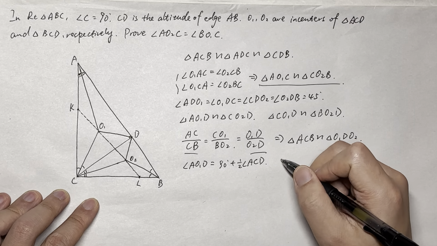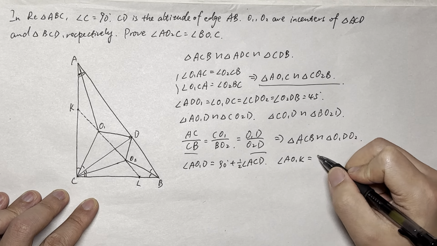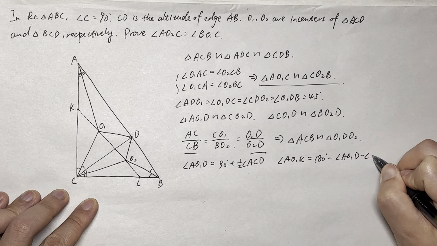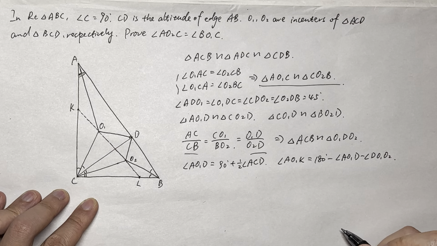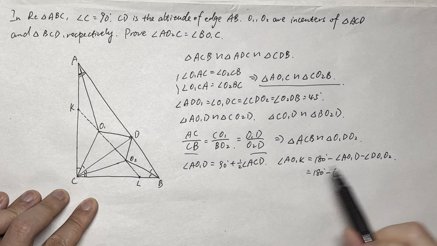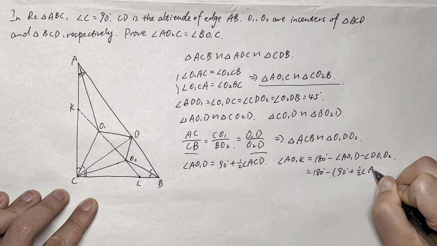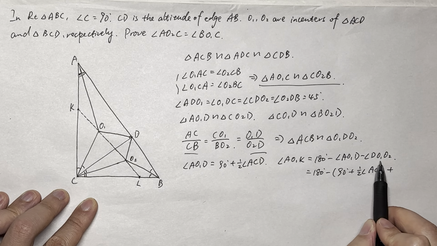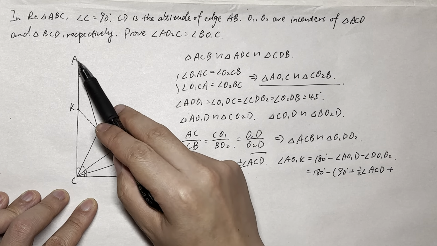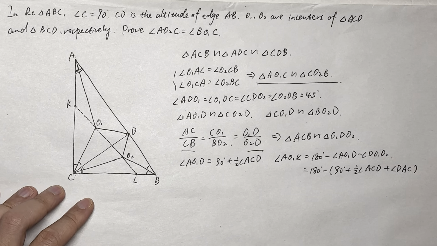So what about angle AO1K? That equals 180 degrees minus angle AO1D minus angle DO1O2. It equals 180 degrees minus the summation of these two angles. The angle AO1D is 90 degrees plus half of angle ACD, and angle DO1O2 equals angle DAC. So angle DAC.